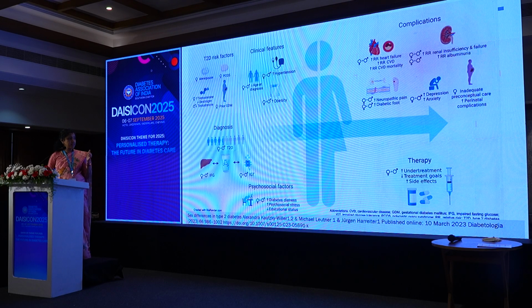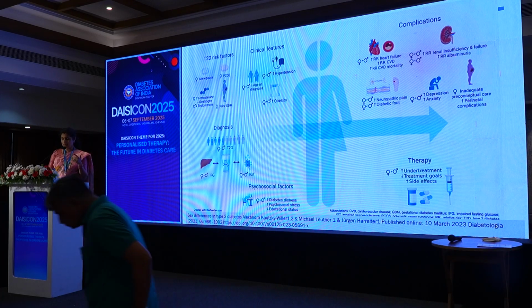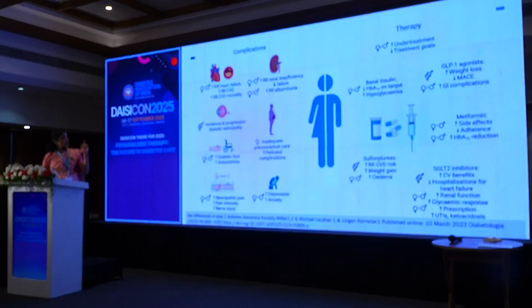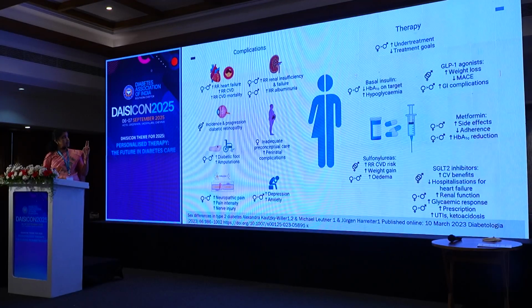And the complications, again, psychosocial factors: increased diabetes distress and increased psychosocial stress are also seen there. And what happens to the complications here? There is a relative risk, or increase, in heart failure and cardiovascular mortality in females more than males, and also increased relative risk in renal insufficiency and failure in females more than males, whereas the incidence and progression of diabetic retinopathy is one and the same in both males and females. Whereas males have an increased diabetic foot and increased amputations, females have increased neuropathic pain intensity and increased nerve injury, all leading on to depression and anxiety.